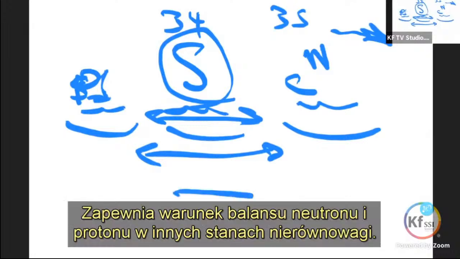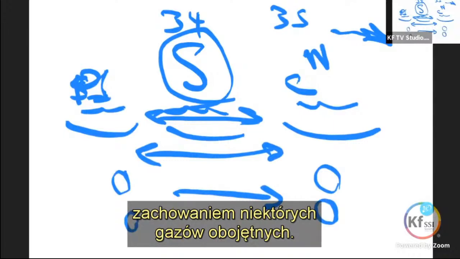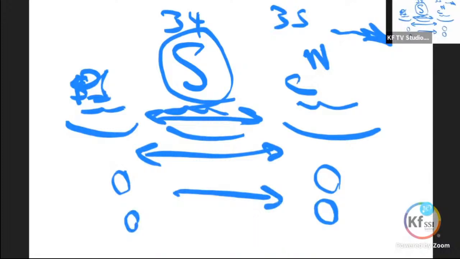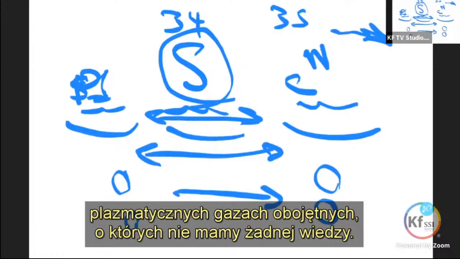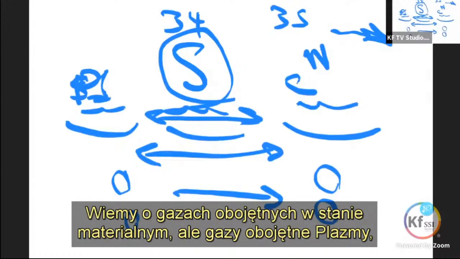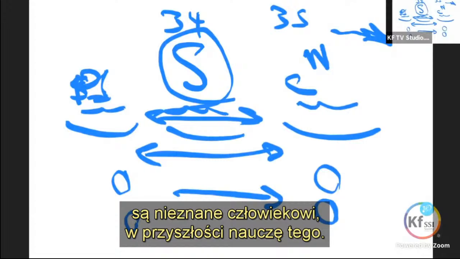sides. So we see in our repetition box the balanced neutron and proton, and in other states imbalance. Mainly we see it in what we call some of the inert gases' behavior. Not all of them, because now we have to learn about the plasmatic inert gases, which we have no knowledge about. We know inert gases in the matter state, but plasma inert gases, which lead to radiation, plasmatic radiation, are unknown to man. In the future, I'll teach this.